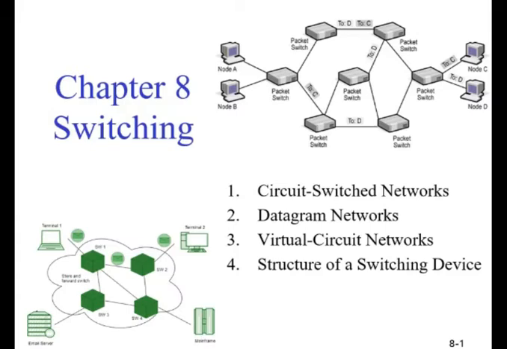This chapter is divided into 4 sections. The first section introduces switching. It mentions 3 methods of switching: circuit switching, packet switching, and message switching. This section again defines the switching methods that can occur in some layers of the internet model.